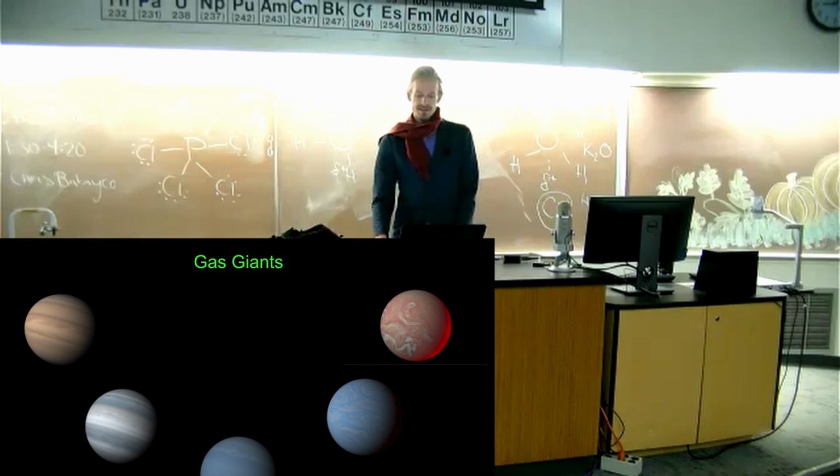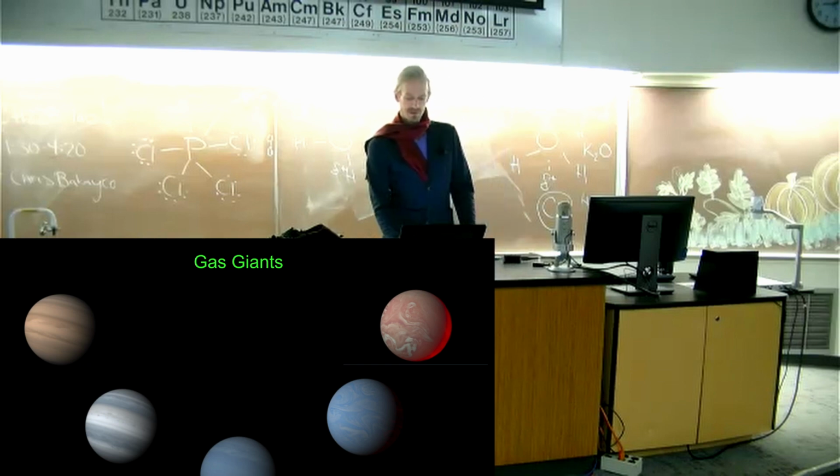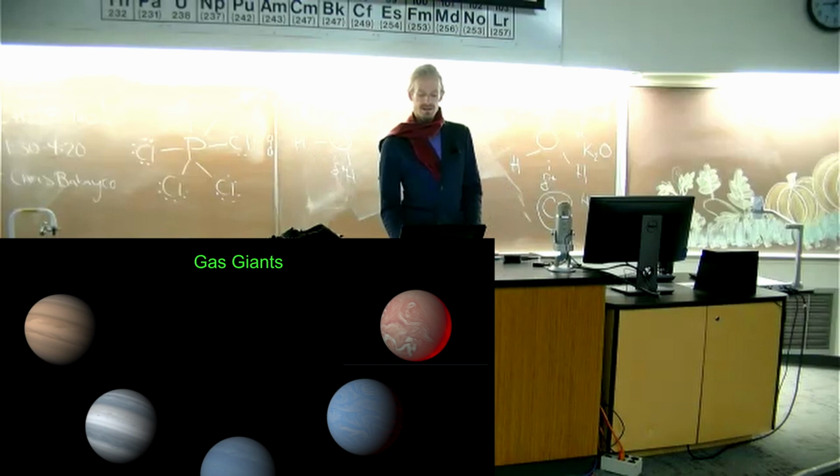These planets kind of have this featureless blue globe look to them. This is due to the same processes that give us our blue sky. It's this particular scattering of light and absorption by methane in their atmospheres. In our solar system, these would be Uranus and Neptune.